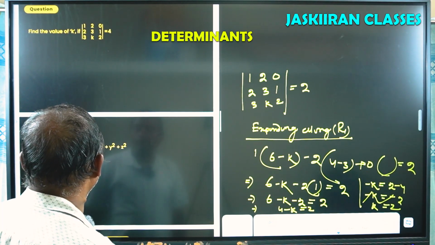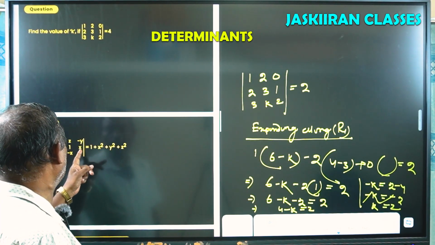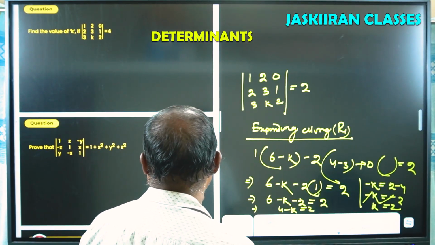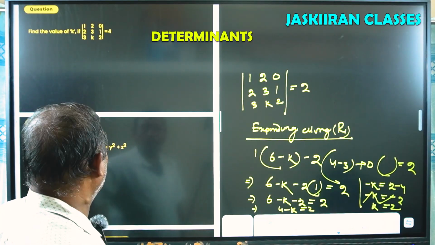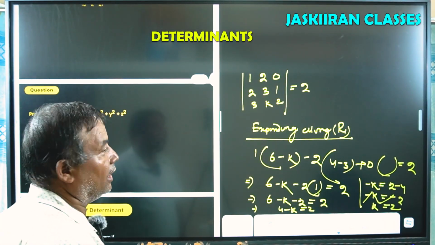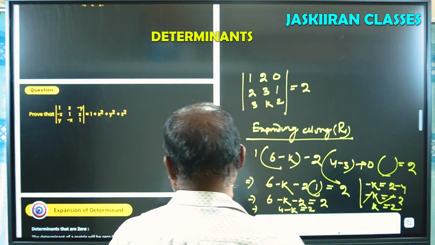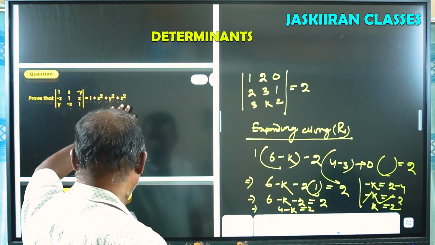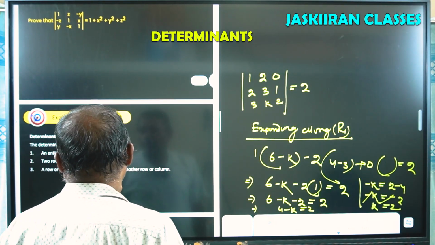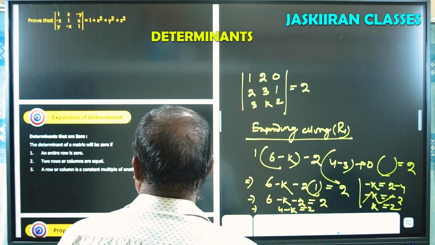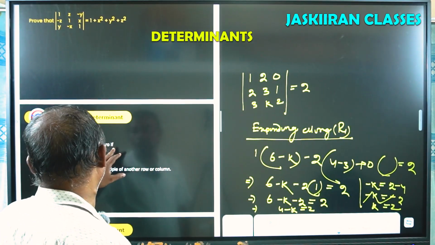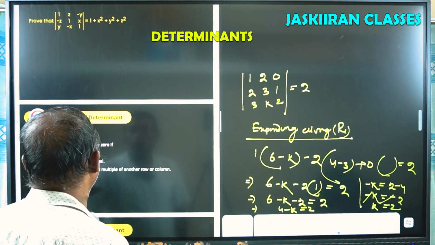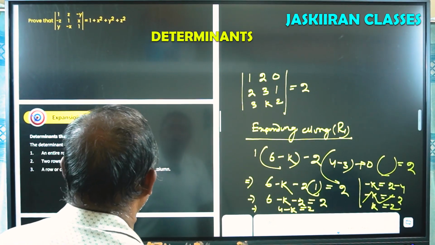Also, prove that the determinant with rows 1, z, minus y; minus z, 1, x; y, minus x, 1 equals 1 plus x square plus y square plus z square. How to solve? These determinants can be expanded along any one row or any one column directly. Then we get 1 plus x square plus y square plus z square. And next, when is the determinant 0? The determinant of a matrix will be 0 if an entire row is 0, or 2 rows or 2 columns are equal, or a row or column is a constant multiple of another row or column.